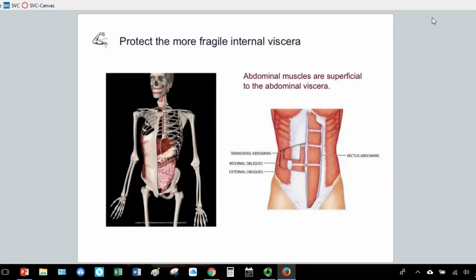Skeletal muscles also protect the more fragile internal viscera. And you guys know this already. Here's a good example. Here are all the abdominal components. And we have 4 layers of skeletal muscles that are going to protect that abdominal viscera, because in this particular case, there's no bony cage around the abdomen.